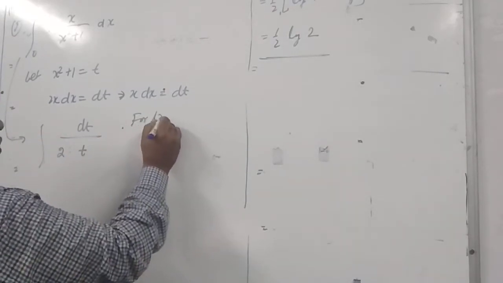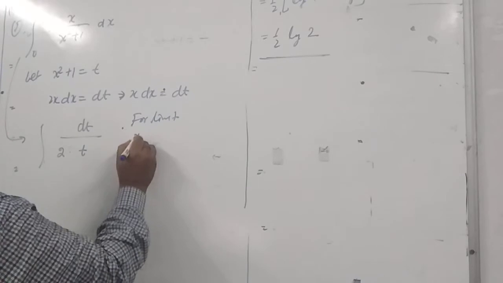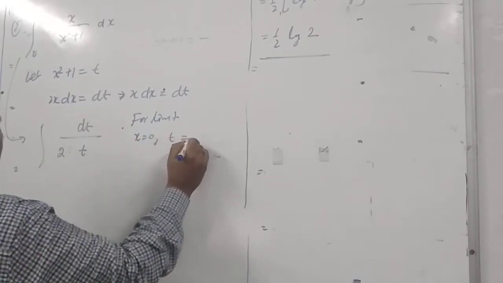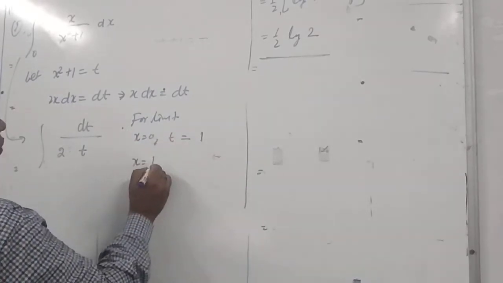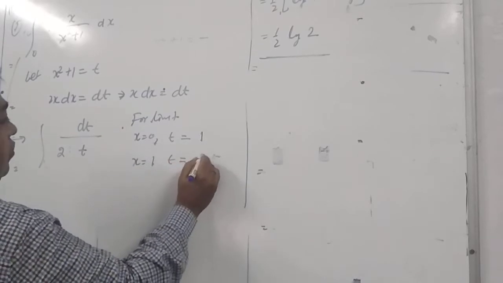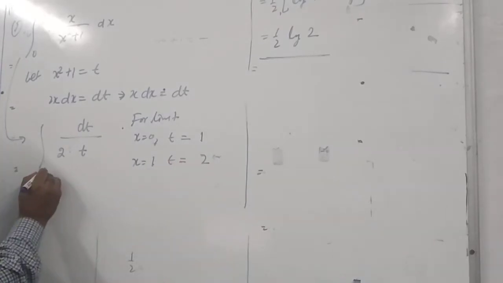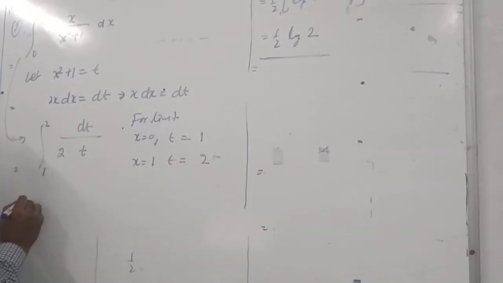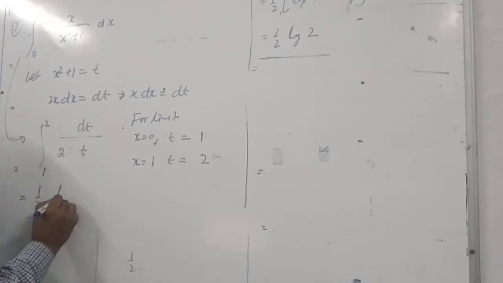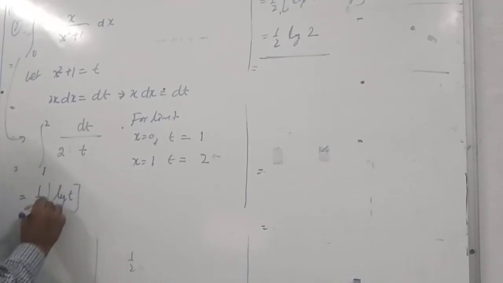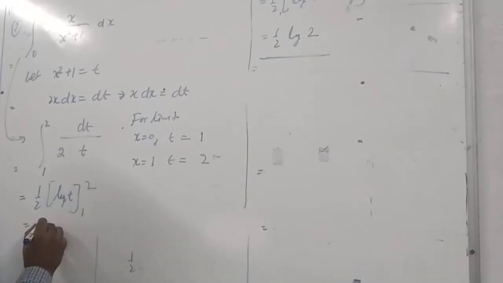For the limits, when x equals 0, t is equal to 1, and when x equals 1, t is equal to 2. So the limits would be 1 to 2. It means 1 upon 2 log t from 1 to 2, and then log 2 minus log 1. This is your final answer. So this is the case of substitution.